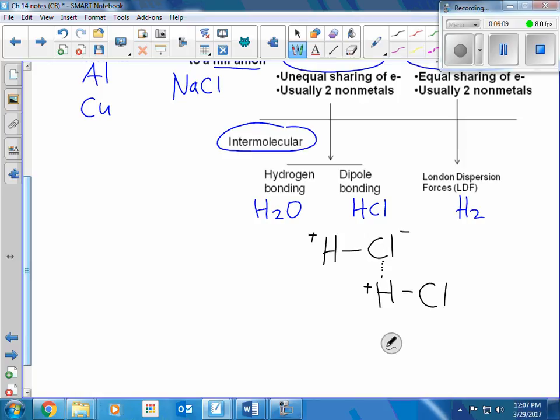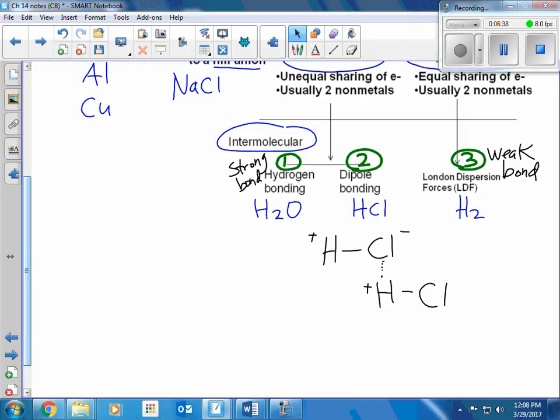Now, there are different strengths with all of these, and I would say that you could use a numbering system. Hydrogen bonding is the strongest, then dipole bonding would be second, and then LDF is the weakest. So that's how it goes in terms of strength of bonding. Maybe you want to write the word weak over here so you can see that. A weak bond, and this is going to be a strong bond.